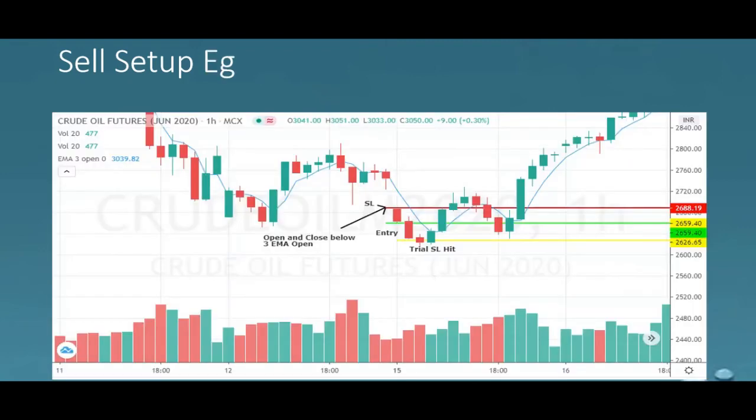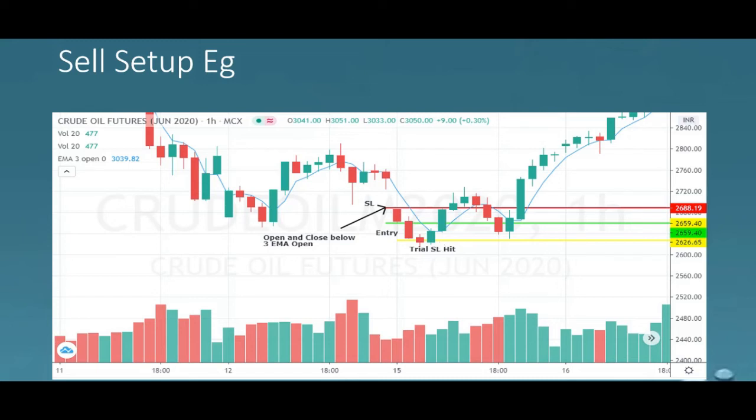So this is an example of a sell setup. Here you can see the candle opened below this 3 period EMA and closed below the 3 period EMA. We'll be entering below the low of this triggered candle and keeping the high as the SL. After that, you can see it doesn't give us the 1.5 times profit. If we are trailing our SL, we can get out of the trade from this level.